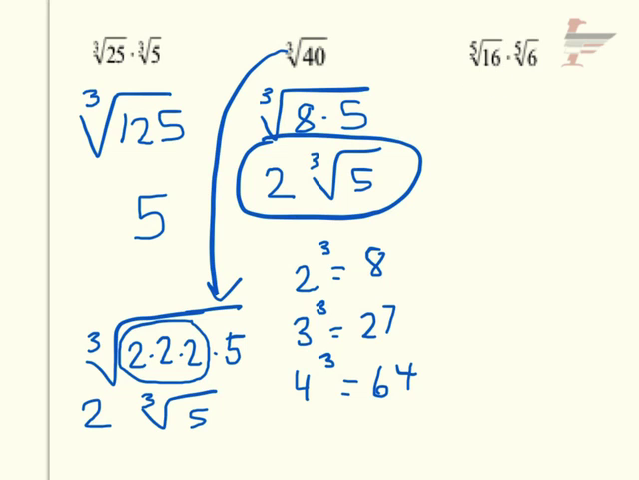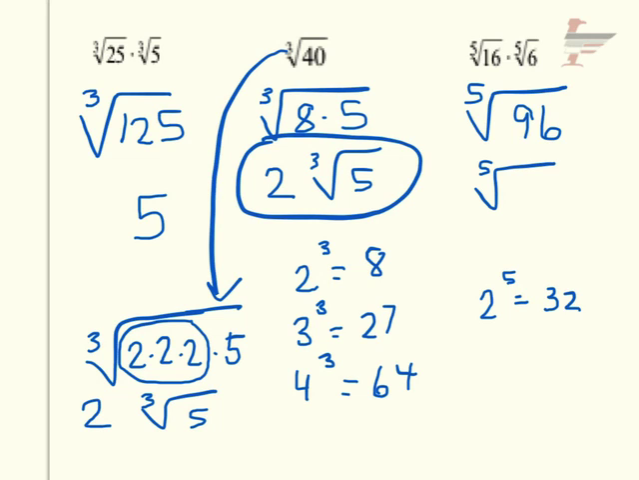The last one, you have both fifth roots, so you can multiply 16 times 6, and you get 96. And again, now I'm looking for perfect fifths, so 2 to the fifth is 32, and I'm going to stop there because I know 32 goes into 96 3 times, so I'm going to rewrite that as 32 times 3, and I know the fifth root of 32 is 2, so it's 2 fifth roots of 3.